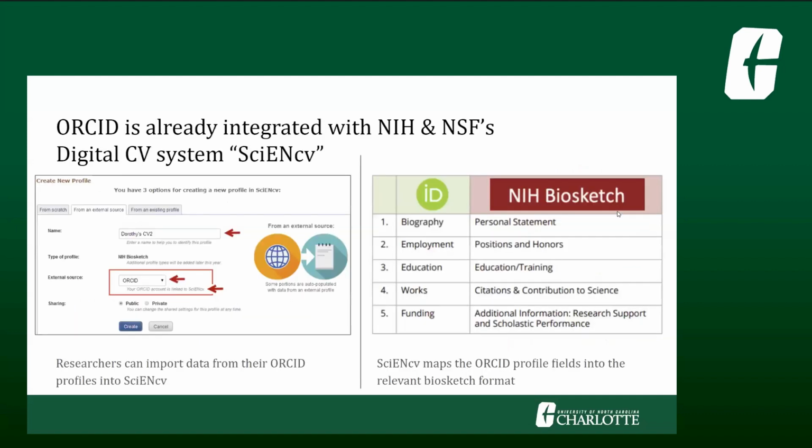Here's a small example of how these agencies have started incorporating this into their proposal process. The NSF and the NIH are using Science CV as a platform for integrating with ORCID as a way for researchers to populate their data into the digital CV system that both of the agencies have implemented. This meets all of the federal government mandates, and it also has the benefit of speeding up the application process for applicants.